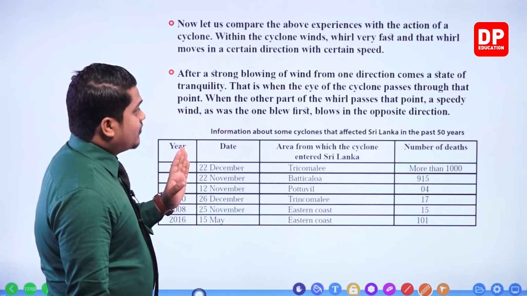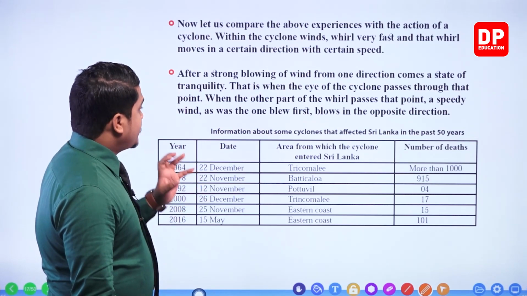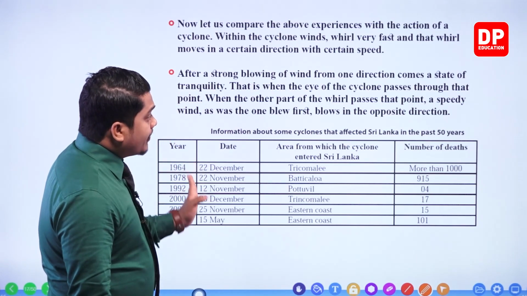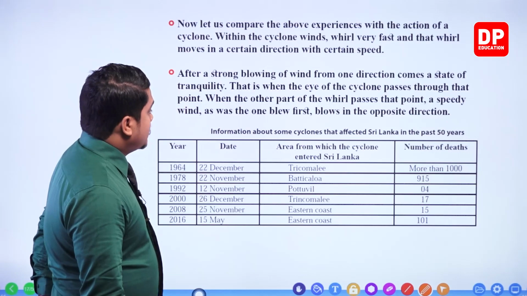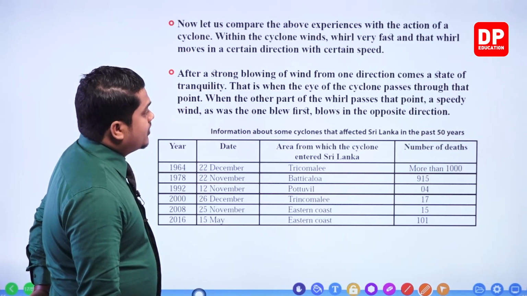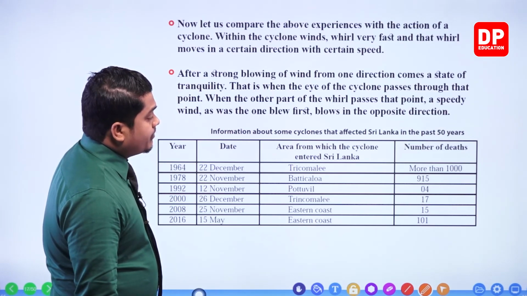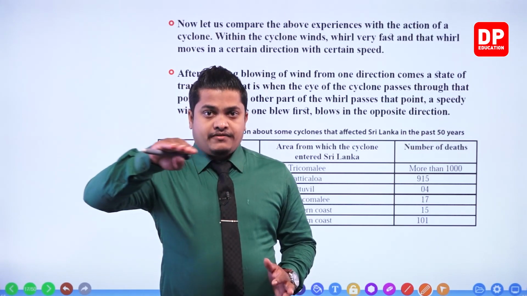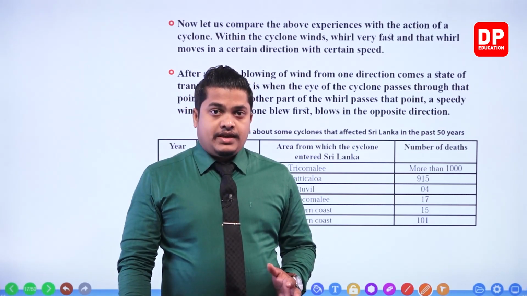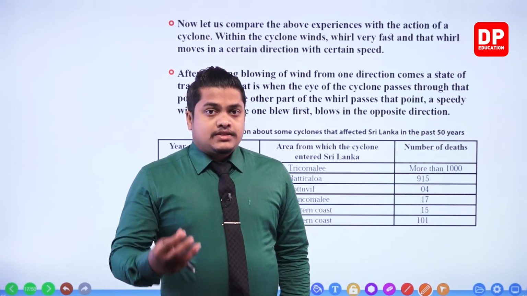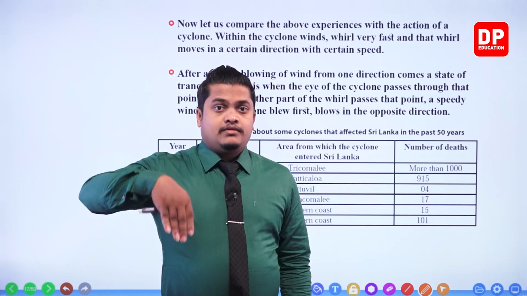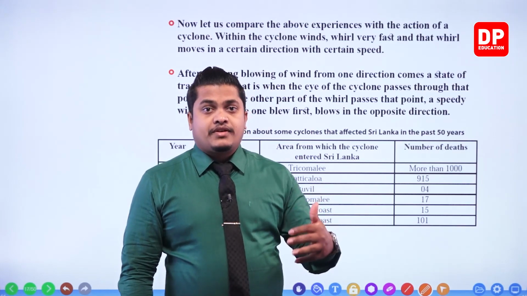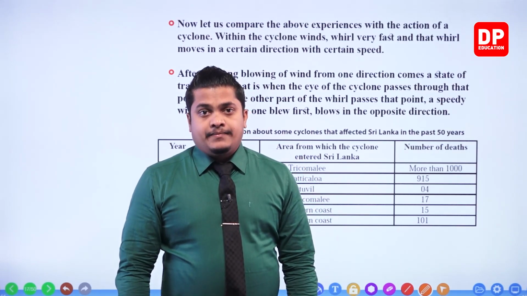After a strong blowing wind from one direction comes a state of tranquility. That is when the eye of the cyclone passes through that point. When the other part of the spiral passes that point, a speedy wind, as strong as the first one, blows in the opposite direction. Now that's the first half, no? So the first half is rotating like this and it travels away, right? Then the eye of the cyclone will come to that particular region, then what will happen? The wind will flow in the opposite direction and will travel around the same area, right?